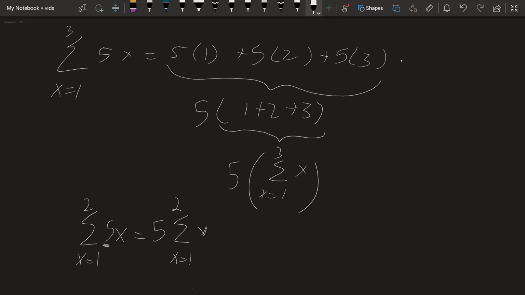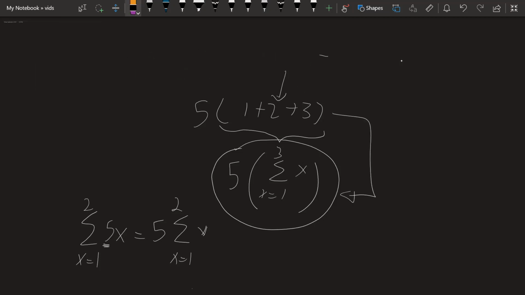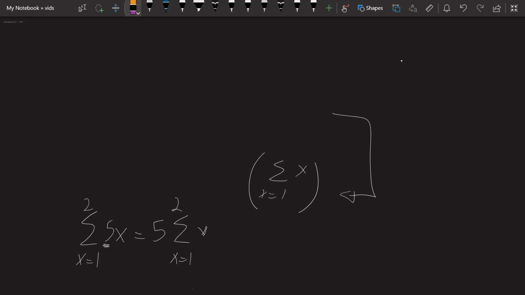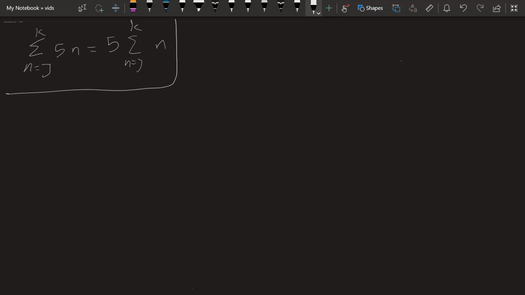So in other words, this expression is equal to this expression, and this is equal to this. This is how we prove the first property of sigma. It's called the constant property. I'm going to write it in general, using variables instead of numbers. If you have sigma as n goes from j to k of 5n, this is the same thing as saying 5 times sigma as n goes from j to k of n. They're equal. You factor out the constant.